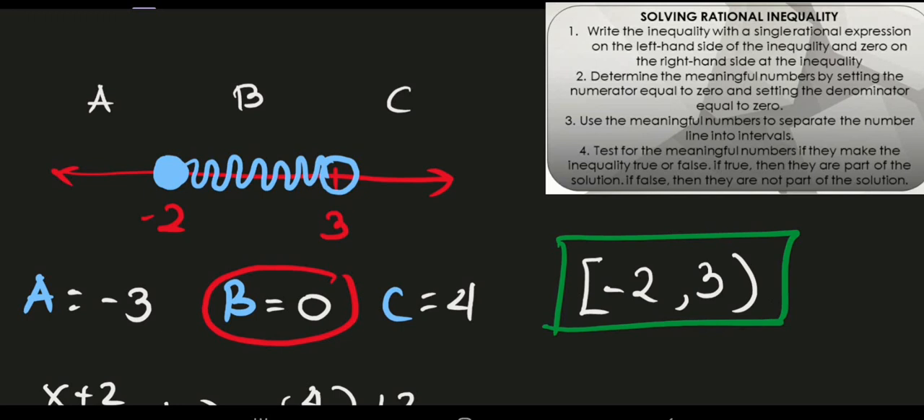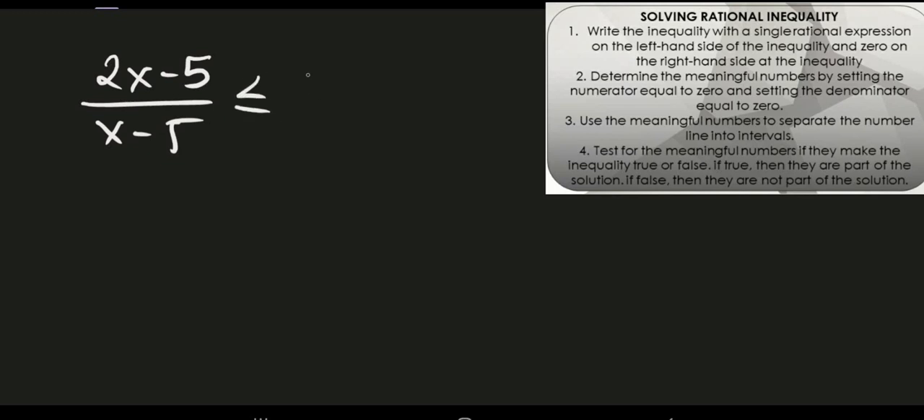Okay? So let's proceed to example number 2. For example number 2, let's say we have 2x minus 5 all over x minus 5, and that is less than or equal to positive 3. Let's try to find what the possible values of x are.